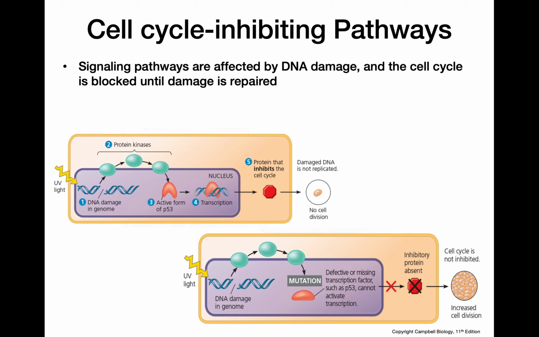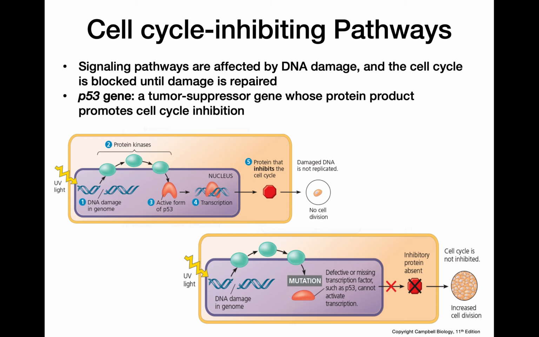However, if we have a mutant P53 gene, which is normally a tumor suppressor gene whose product promotes cell cycle inhibition, then even when we have DNA damage, the mutant P53, or it could be missing P53, won't activate transcription, so we won't produce this inhibitory protein and the cell cycle will not be inhibited, and so the cells will continue to divide with this damaged DNA, which has the potential to lead to cancer.